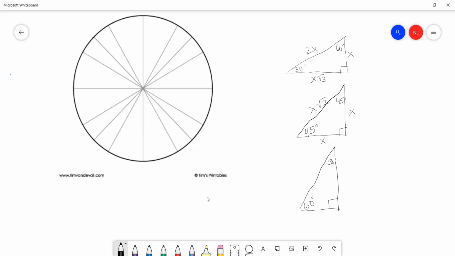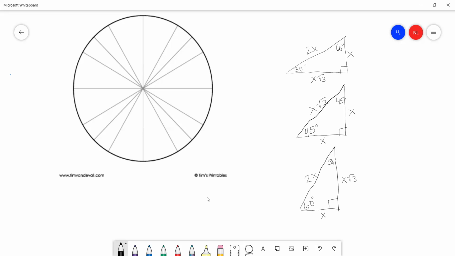Then I have down here another 30, 60, 90 triangle. It's the same thing as up here, except down here I just flipped the sides. So now my short length is down here. My long length is going to be equal to that x times rad 3. And my hypotenuse will be 2 times the value of that short side.